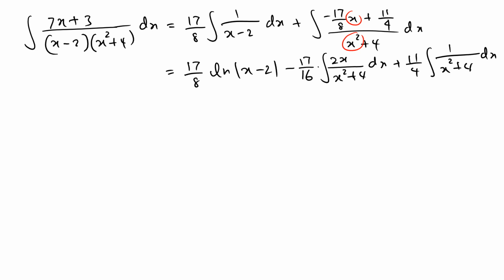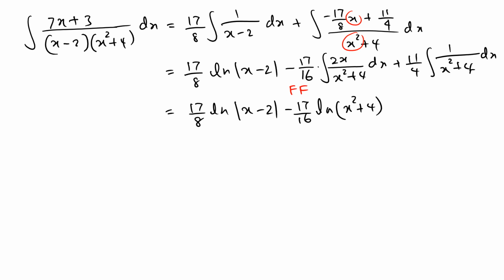Now you can see that you can do them very easily. From the first one, we have 17 over 8 natural log of x minus 2. Here we have 17 over 16, just the natural log of x squared plus 4. The reason is the numerator is the derivative of the bottom. So this is coming from the 4 formula trick. If you forget this, look at the 4 formula trick. That's going to show you why we can do that. Because if the numerator is the derivative of the bottom, you can always write it like that.